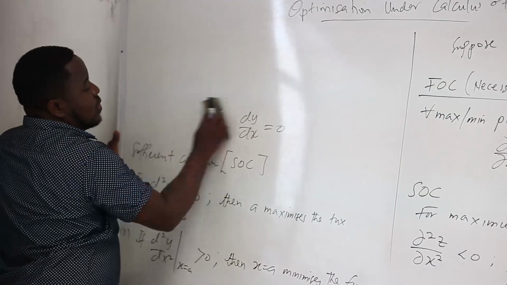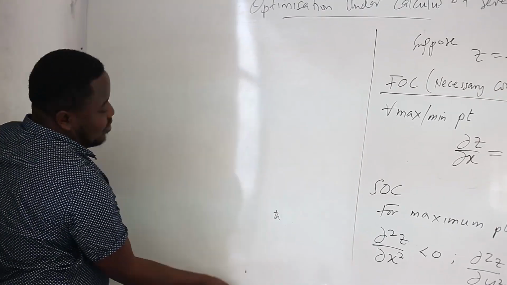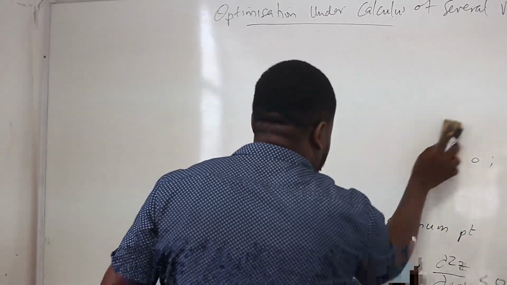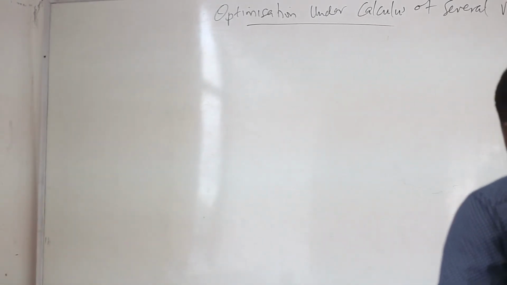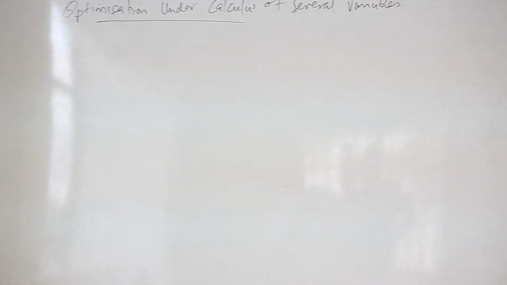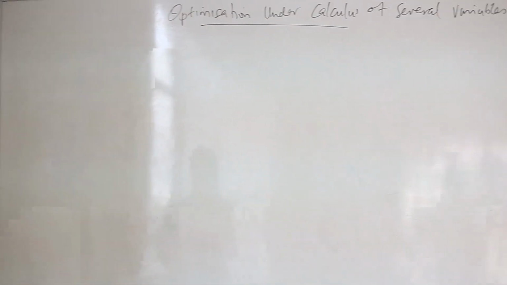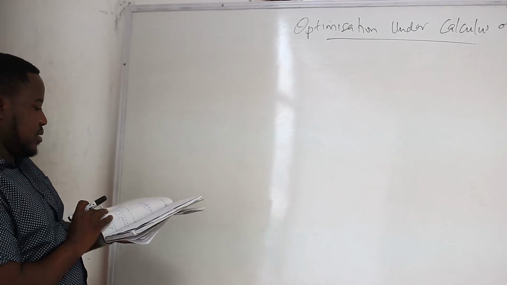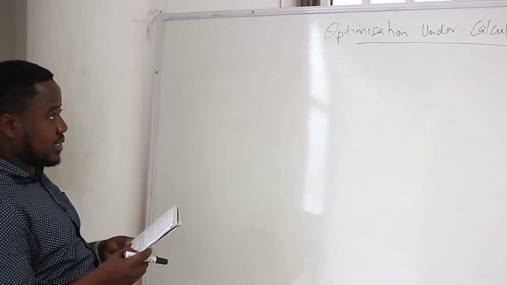Okay. So I'll do an example. I'll write the example on the board. My boss will take the video of the example there. I'll do 2 examples from this. Then next week we'll do constrained optimization.